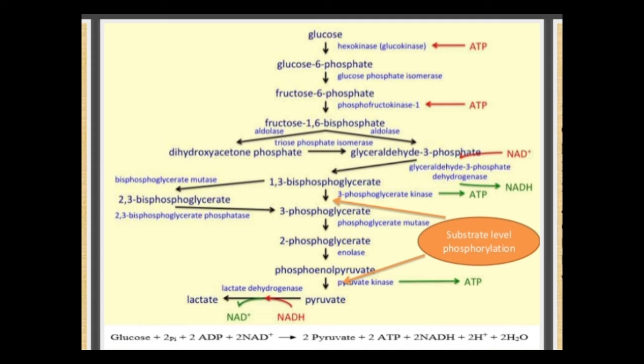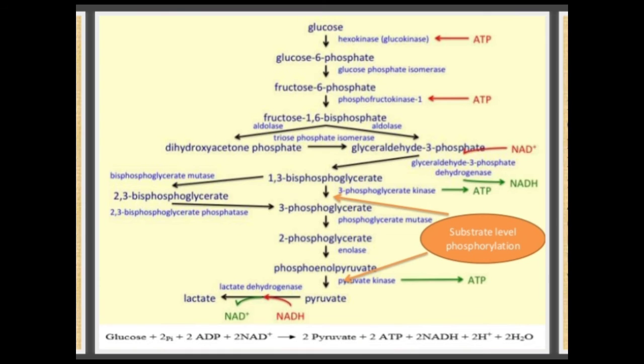First, conversion of glucose into fructose 1,6-bisphosphate. Second, splitting of fructose 1,6-bisphosphate into two 3-carbon fragments. Third, the formation of pyruvate along with ATP regeneration.